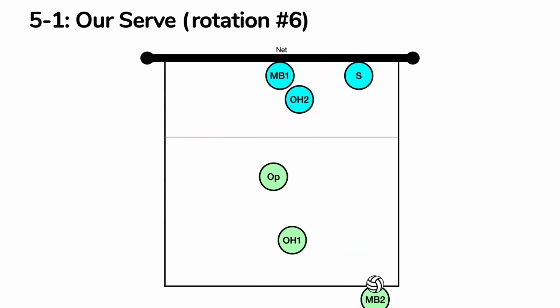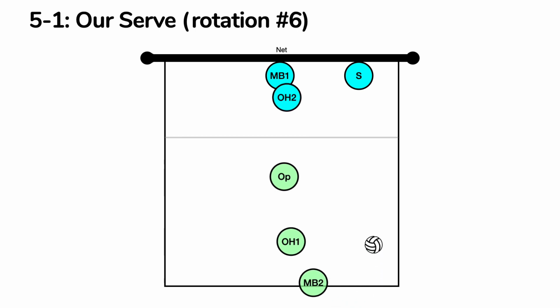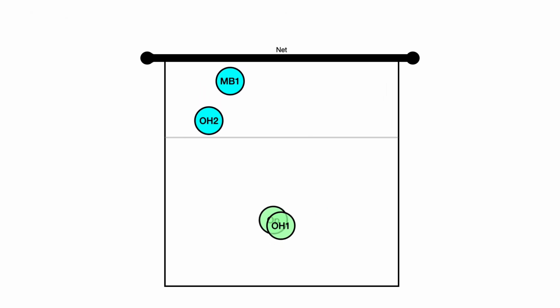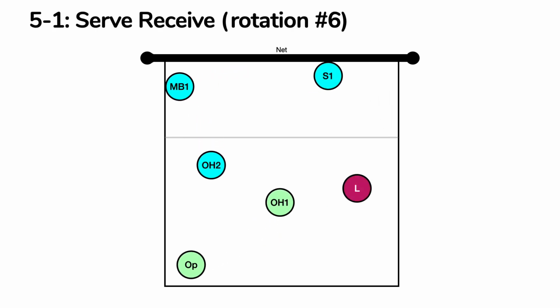Now in rotation 6, this isn't too bad either. Our server just has a long run over to their spot. And the outside hitter 2 is going to pop around behind the middle blocker 1 there to the left side. And the opposite and outside hitter just cross to play defense in right back and middle back. Like so. Middle blocker 2 would be subbed out for the libero.